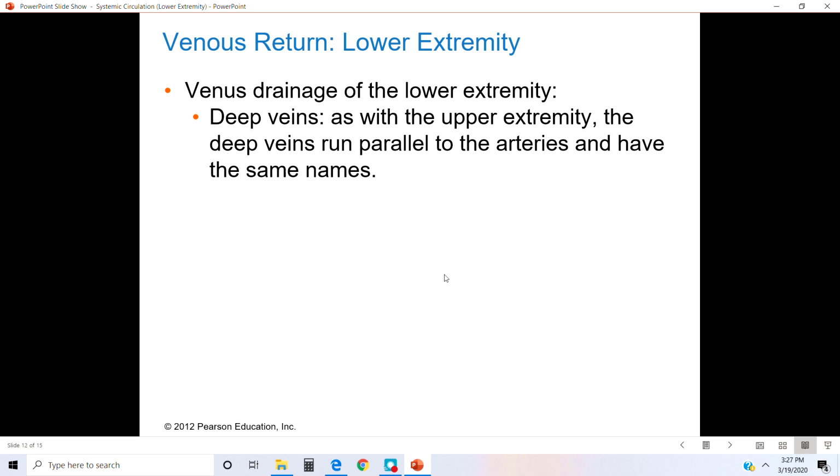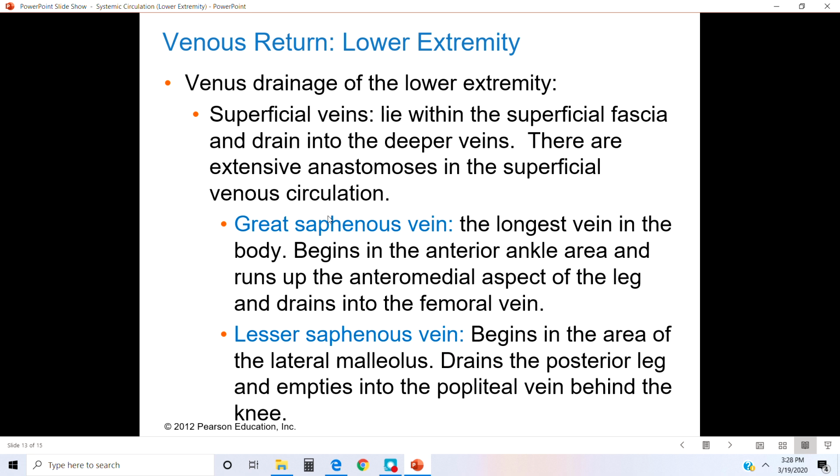Now, same as the upper extremity, if you know the arteries going down to the foot, the veins are the exact same thing going backwards. These are what we call the deep veins, right? So they just run in reverse. So if you know the arteries, you automatically know the veins. But just like the upper extremity, we did have some superficial veins. Remember the cephalic vein, the basilic vein, and the median antecubital vein. Those veins were all superficial. They were kind of closer to the skin.